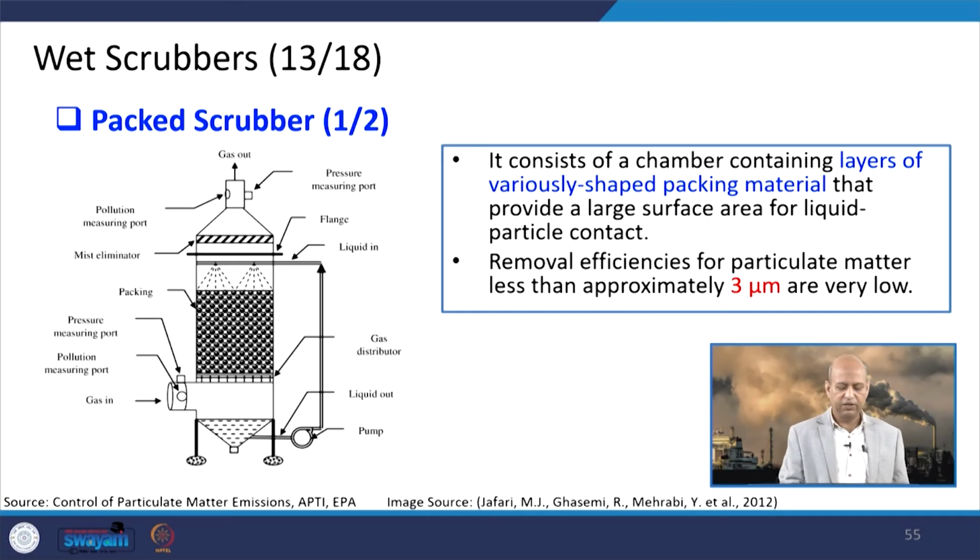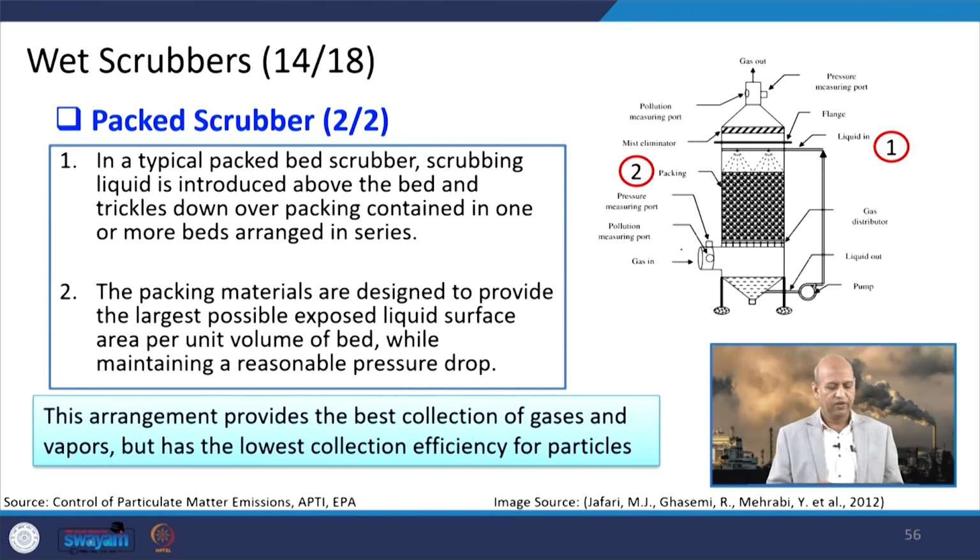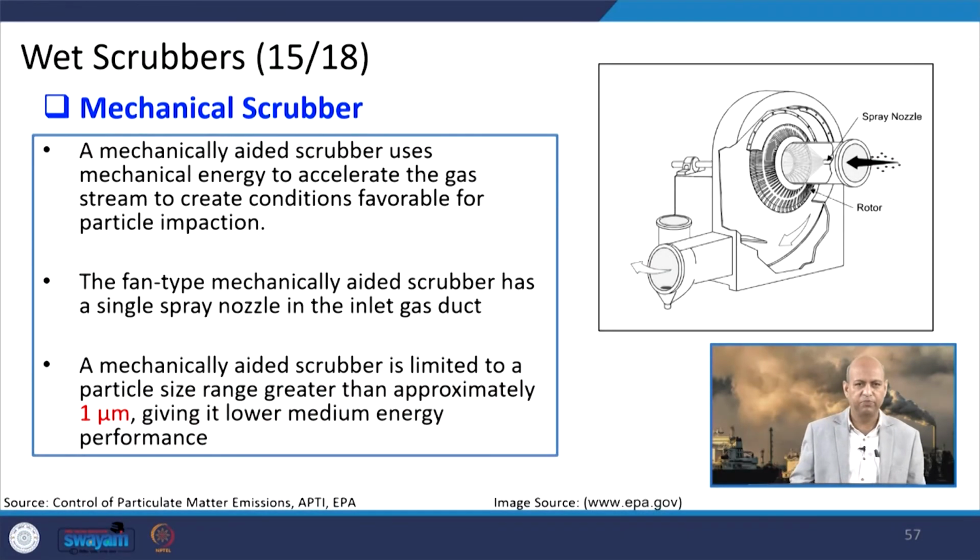Packed scrubbers use some sort of material to provide a large surface area where the particles can get attached, as well as a spray of the scrub solution. So, the packed material must be there, and it can remove particles up to 3 micrometers. You can see this packing material here, and liquid is taken in like a spray. This arrangement provides the best collection of gases and vapors, and the lowest collection efficiency for particles basically. So, they are more into removal of gaseous emissions.